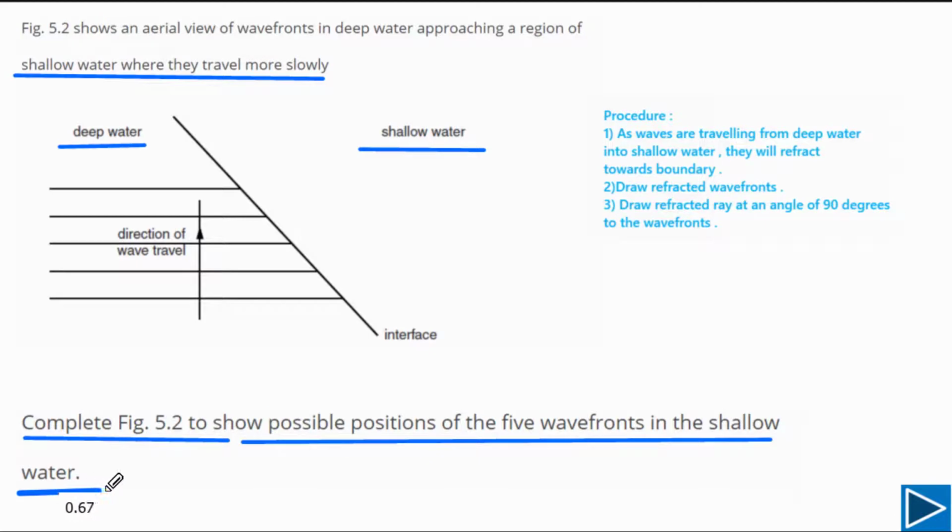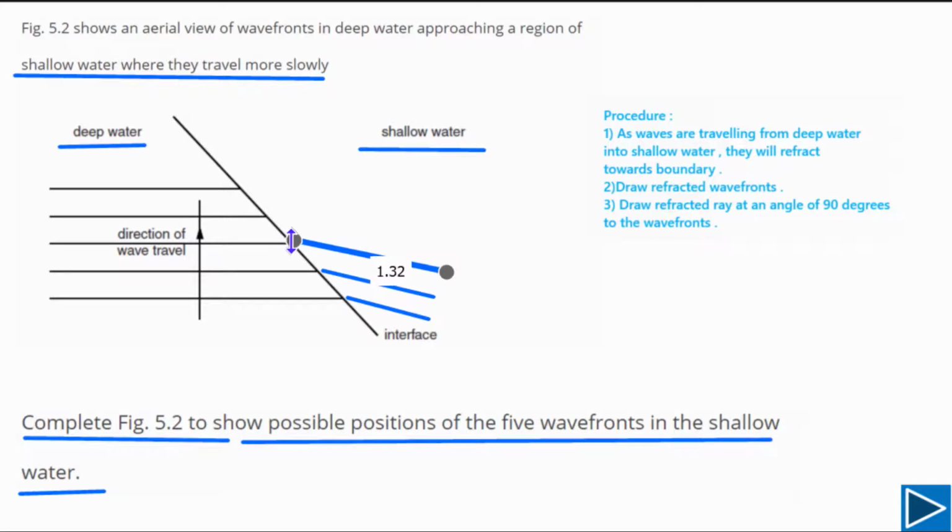Now we need to understand the waves are entering optically denser medium, so they will be refracted towards normal, meaning they will bend towards normal. So we can draw the wavefronts like this. This is our first wavefront, and the second wavefront we can draw here. The distance between wavefronts will also be shorter, so like this we can draw.